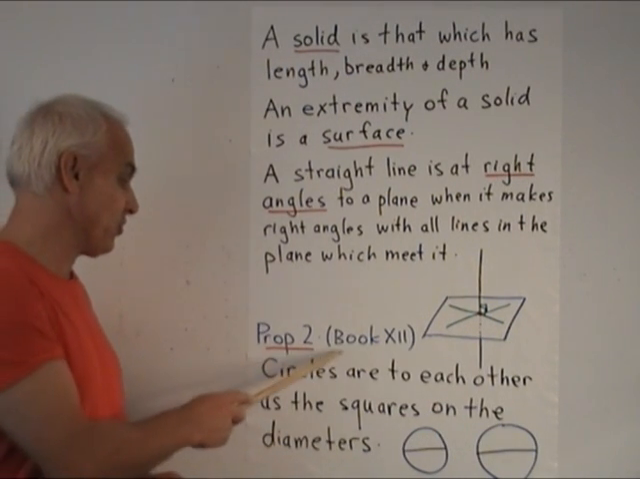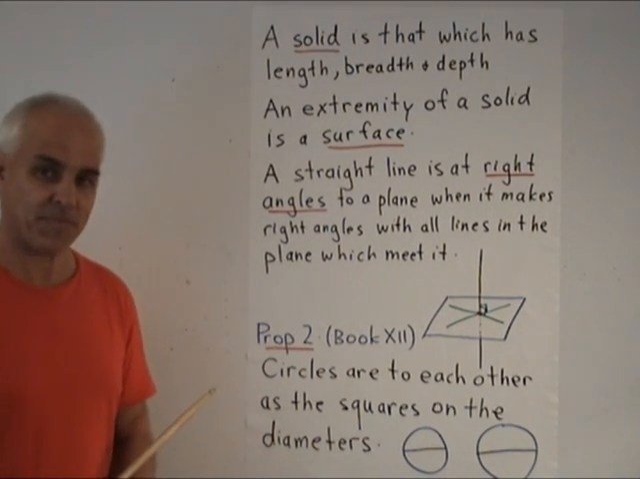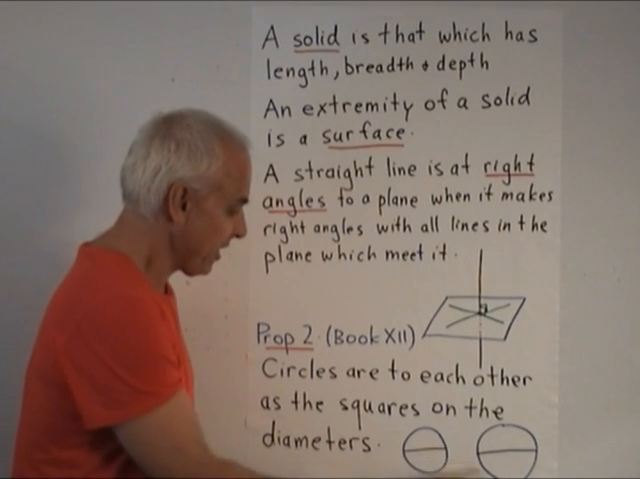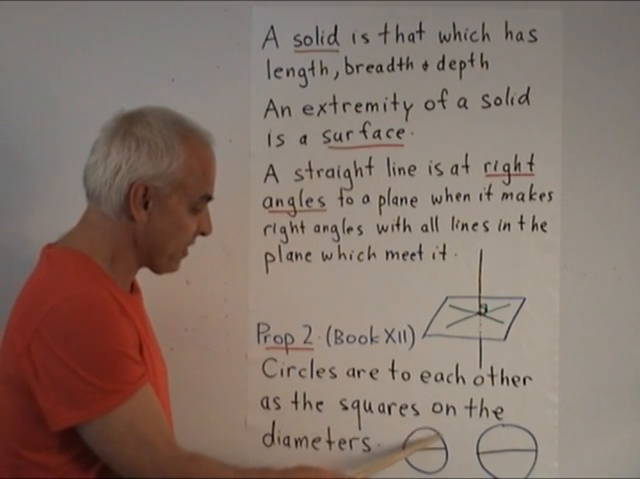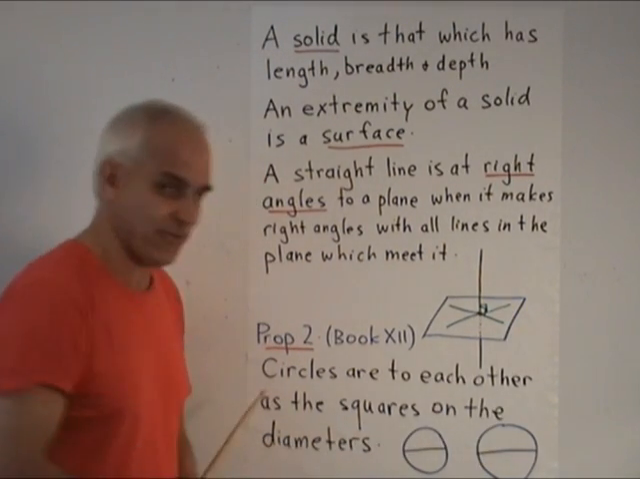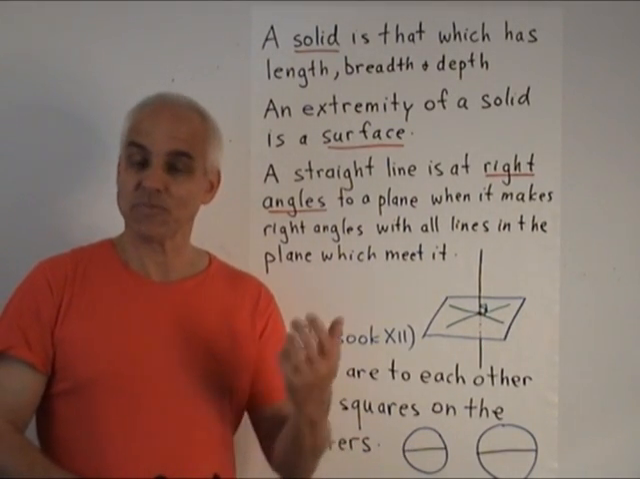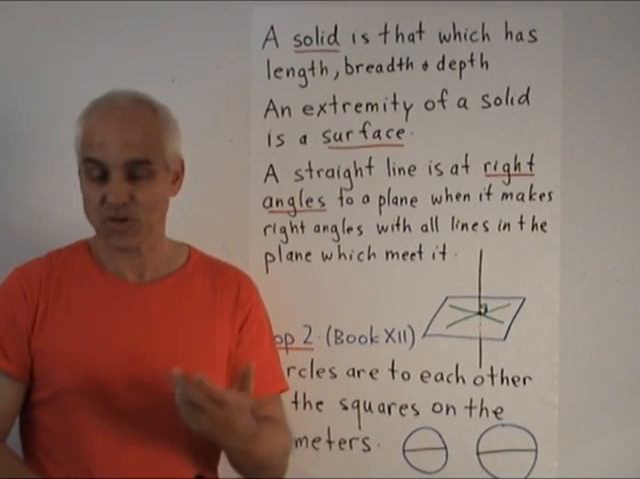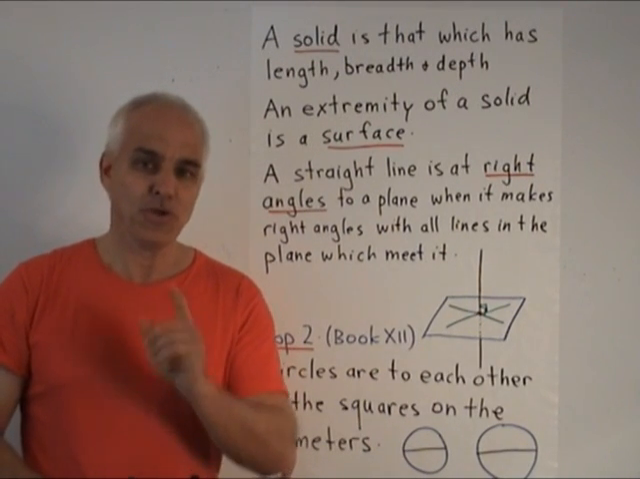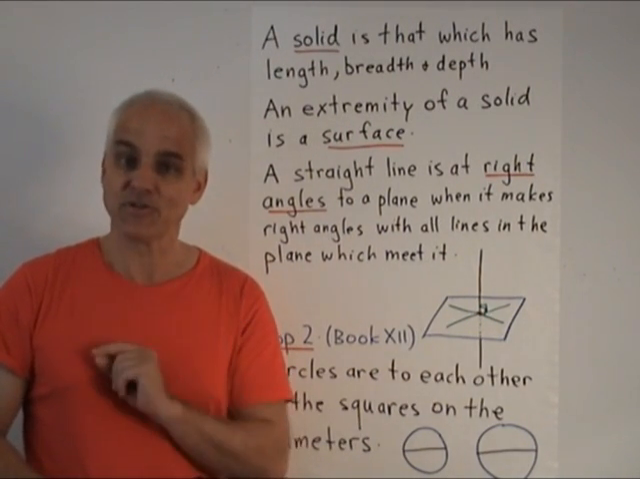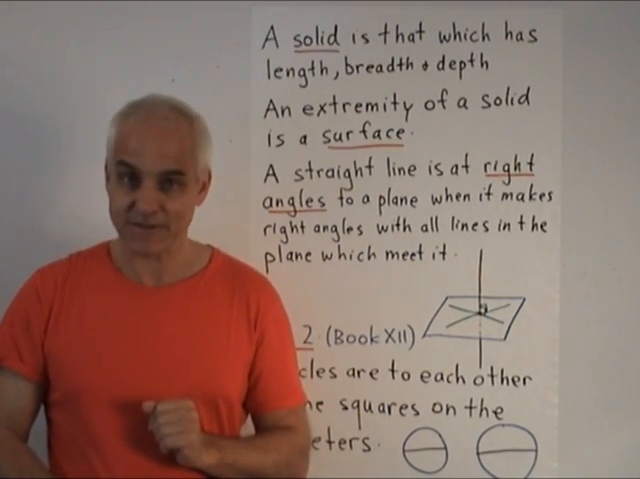For example, proposition 2 of book 12 states that circles are to each other as the squares on the diameters. He's saying that if you have two circles, then the proportion between their areas is equal to the proportion between the squares on the diameters. In our language, that's saying that the area of a circle is proportional to the square of the radius, or the square of the diameter. That's an important result that Euclid knew you can't just take for granted. It has to be demonstrated, something that's almost universally never done in modern courses in mathematics.